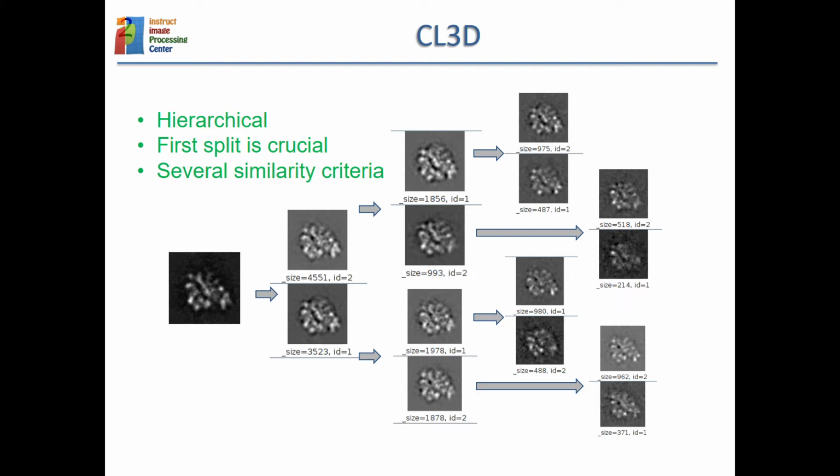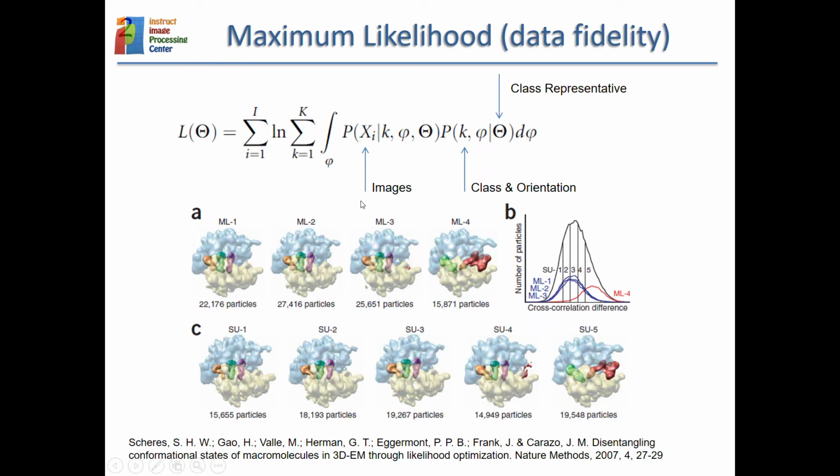But what we have found is that the first split is crucial, and this first split is randomly done in most algorithms. There are many times in which the first split doesn't allow a correct classification, and that might be behind this problem of instability of the classification. We have also seen that the classification is better performed if it is done according to several similarity criteria, not just one, and maximum likelihood just looks at one of them.